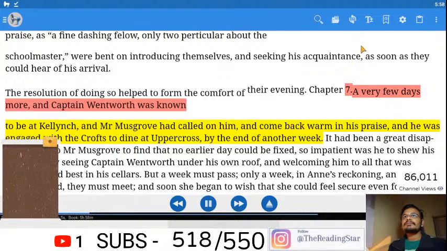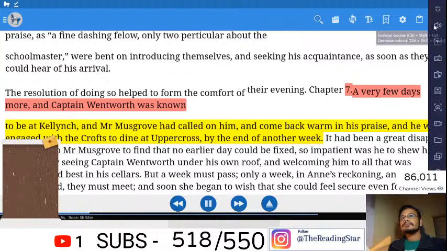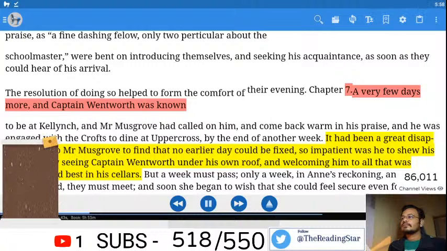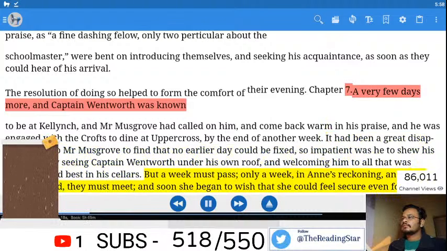Mr. Musgrove had called on him and come back warm in his praise, and he was engaged with the Crofts to dine at Uppercross by the end of another week. It had been a great disappointment to Mr. Musgrove to find that no earlier day could be fixed, so impatient was he to show his gratitude by seeing Captain Wentworth under his own roof, and welcoming him to all that was strongest and best in his cellars. But a week must pass, only a week, in Anne's reckoning, and then, she supposed, they must meet, and soon she began to wish that she could feel secure even for a week.